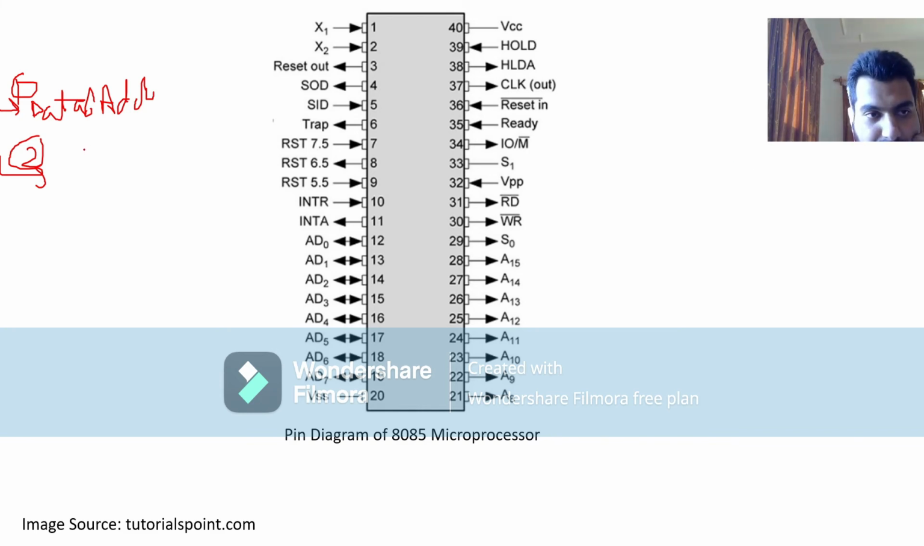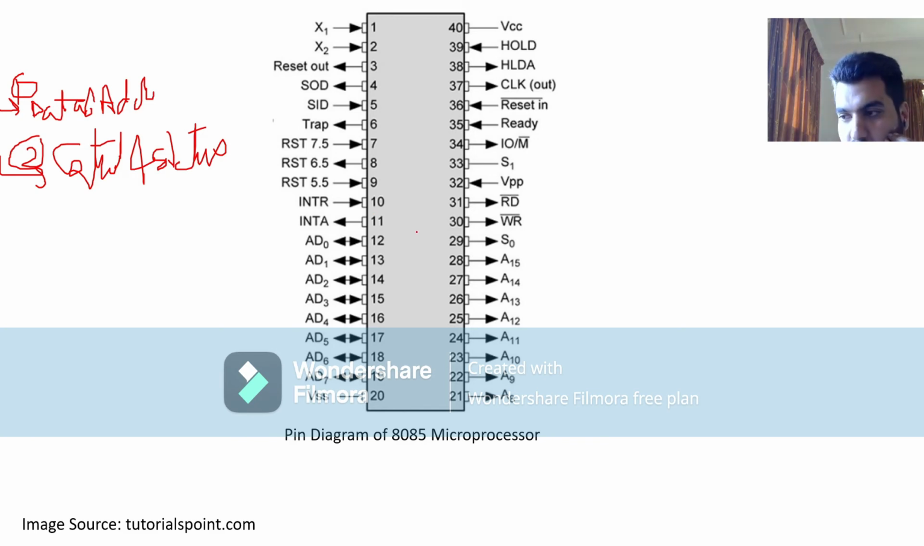These were the three: the control and status signals. Then we have the three status signals. Control over this: RD, write, and ALE. The three status signals are IO/memory, S1 and S0. S1 and S0 signals are used to identify the type of current operation, while this IO/memory signal is used to differentiate between input output and memory operations. When it is high, it indicates an input output operation, and when it is low, it indicates a memory operation.